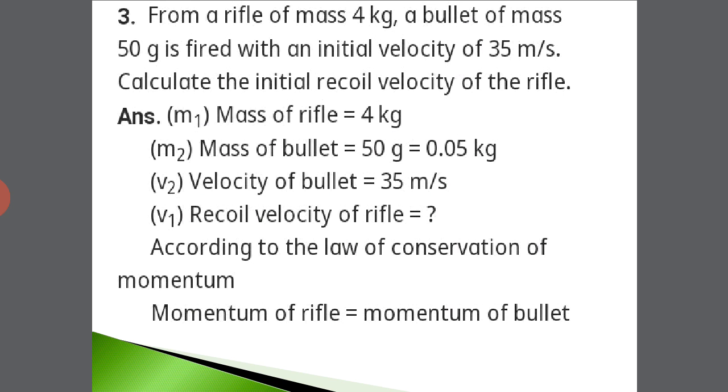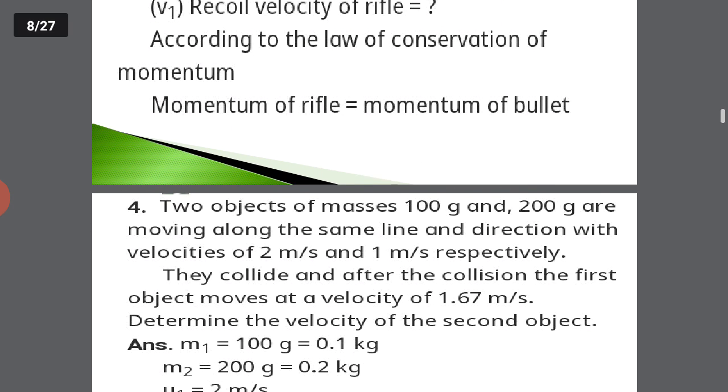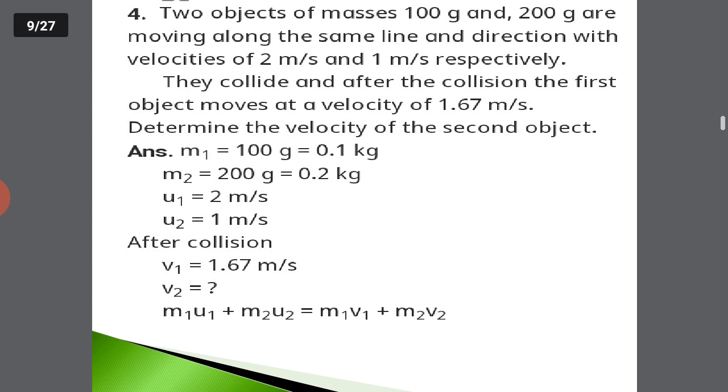So we need to find out V1 according to the law of conservation of momentum. Momentum of rifle will be equal to momentum of bullet. So it is M1 V1 is equal to M2 V2. Got it? And in this way we can find out the value of V1 by solving the given values after putting in the formula. Okay, so let's move forward.